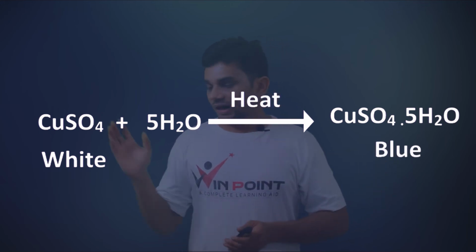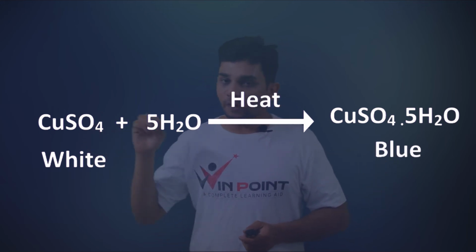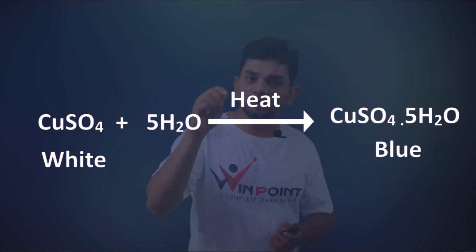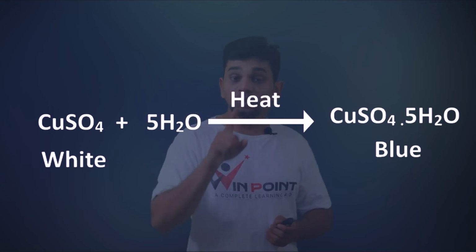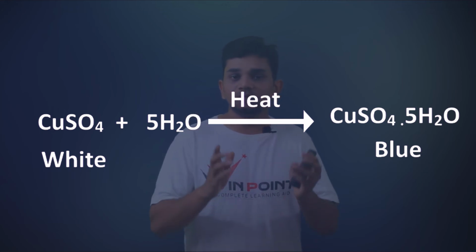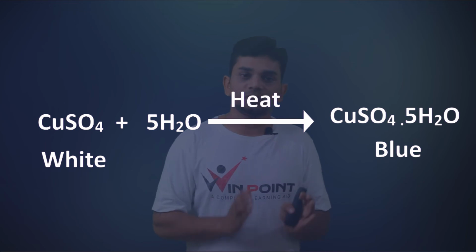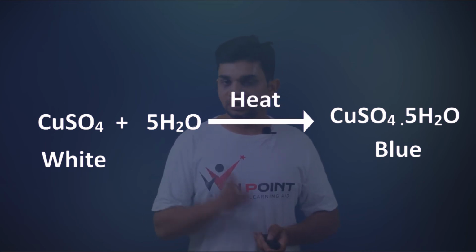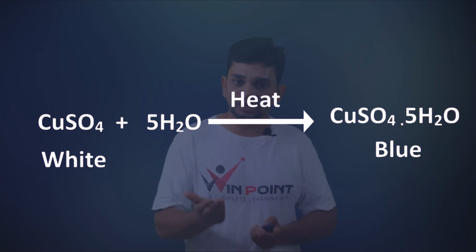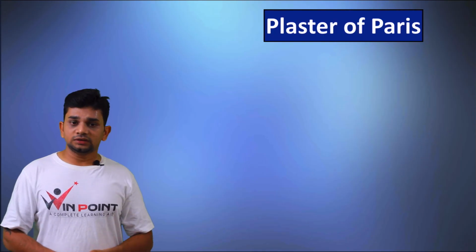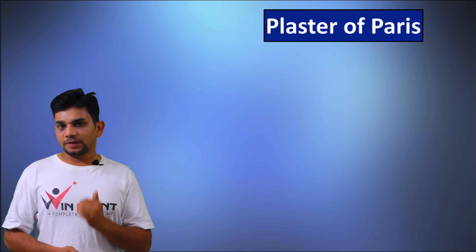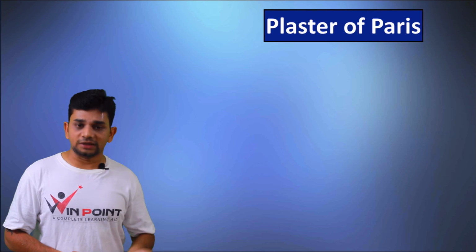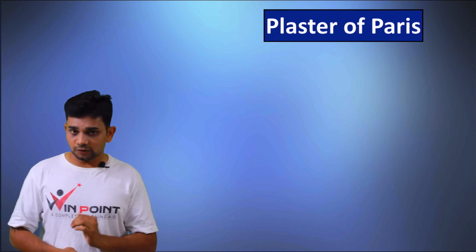So this unhydrated copper sulfate, which is white in color, we can use to check the presence of water. We just add this white powder to the place where you need to check for water. If the color of that white copper sulfate changes into blue, we can confirm that there is water. So it is one of the agents we can use for checking the presence of water. Now we are going to discuss plaster of Paris. Plaster of Paris is a very important compound in this chapter because it has a lot of applications in daily life. It is made from gypsum.